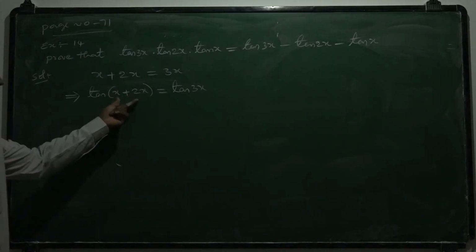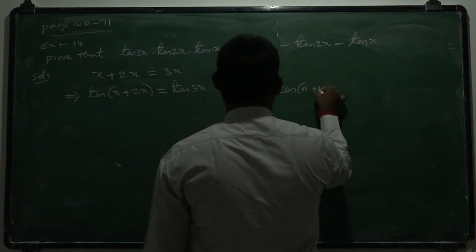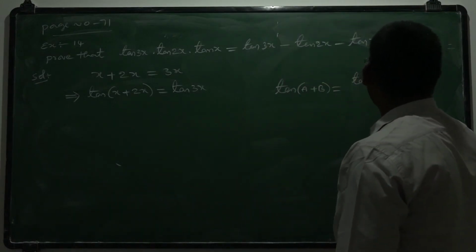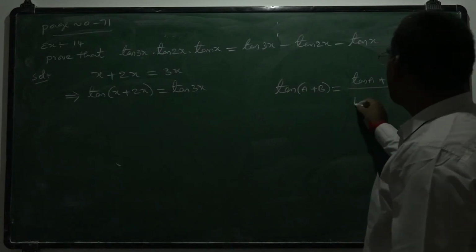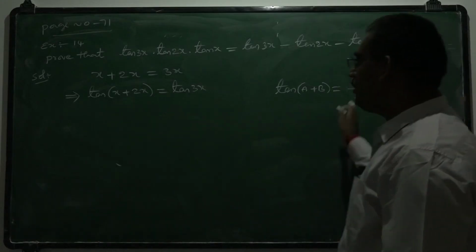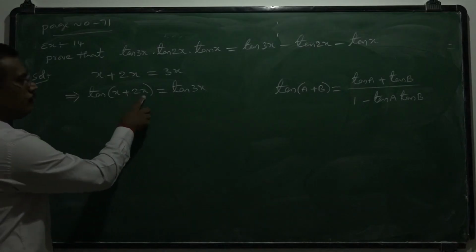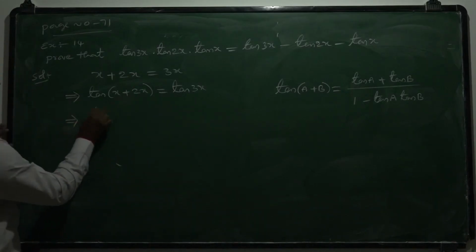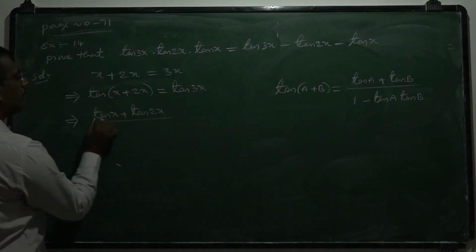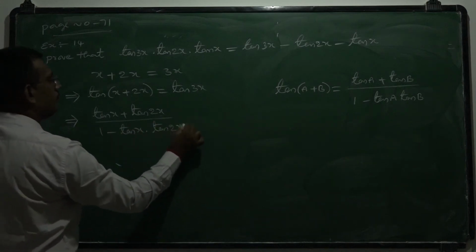This is in the form of tan of a plus b. So tan of a plus b is equal to tan a plus tan b by 1 minus tan a tan b. Applying this formula here, a is x and b is 2x. That implies tan a plus tan b by 1 minus tan a tan b is equal to tan 3x.